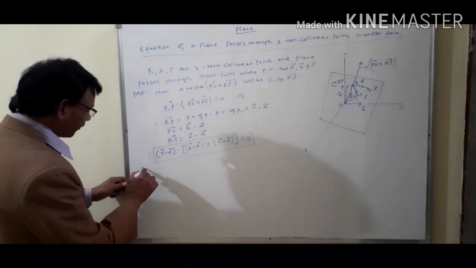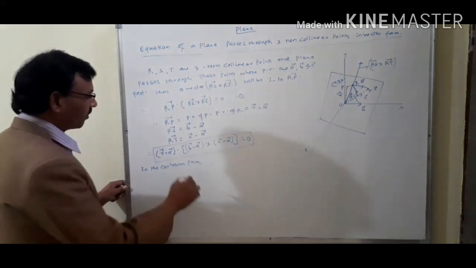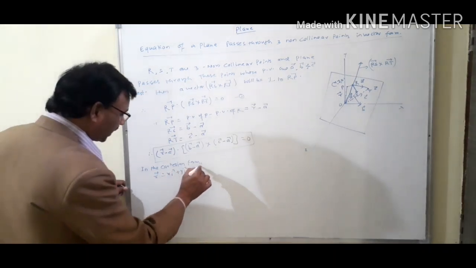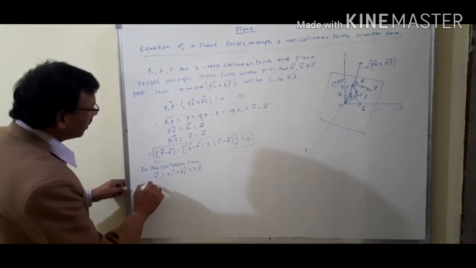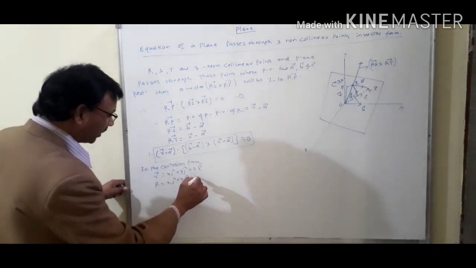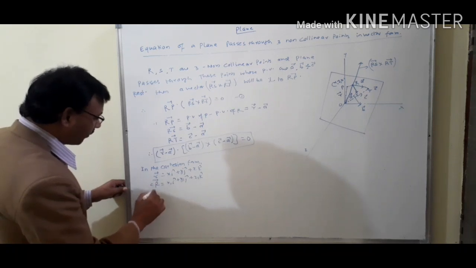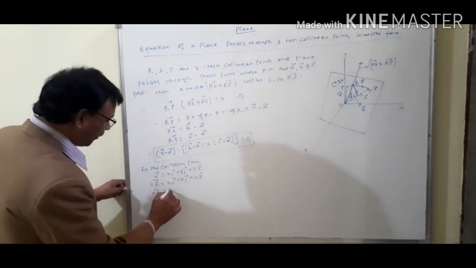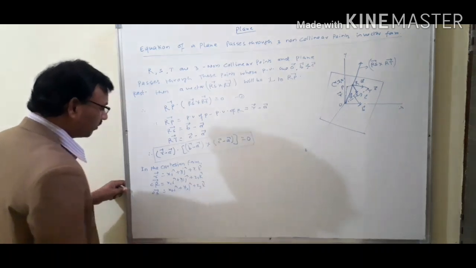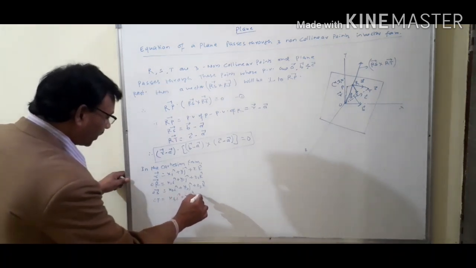In the Cartesian form, r equals x i cap plus y j cap plus z k cap. OR equals x1 i cap plus y1 j cap plus z1 k cap, OS is equal to x2 i cap plus y2 j cap plus z2 k cap, and OT equal to x3 i cap plus y3 j cap plus z3 k cap.